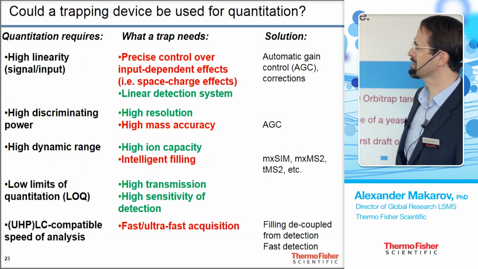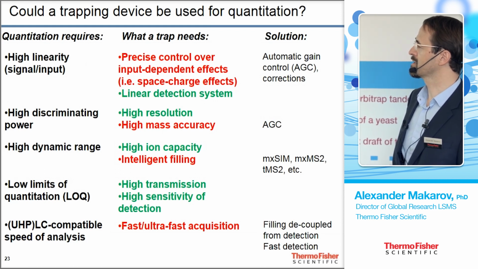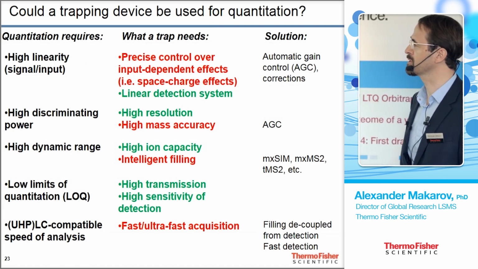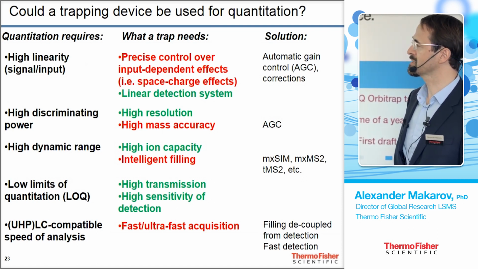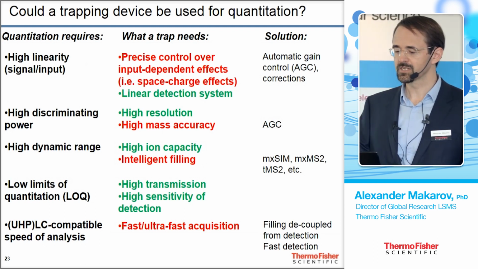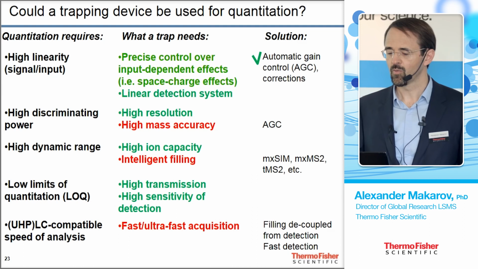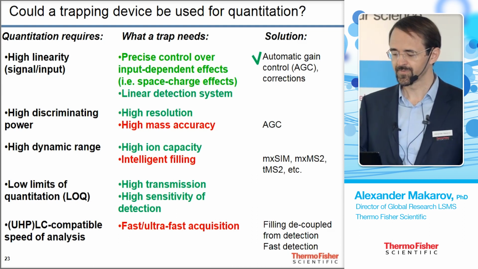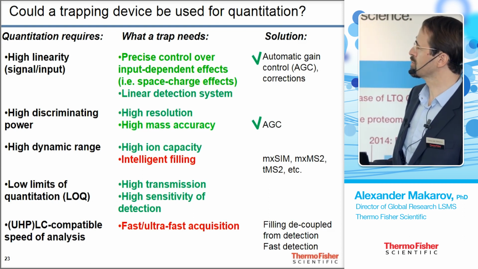And when we started, we lacked a lot of features there. Fortunately, we had high transmission in the system and high sensitivity of detection due to modern electronics. We had high ion capacity of the Orbitrap analyzer, a linear detection system, and high resolution, but we lacked all these other features. And so the first precise control over input-dependent effects was provided by the linear trap analyzer. And this also allowed us to ensure high mass accuracy.